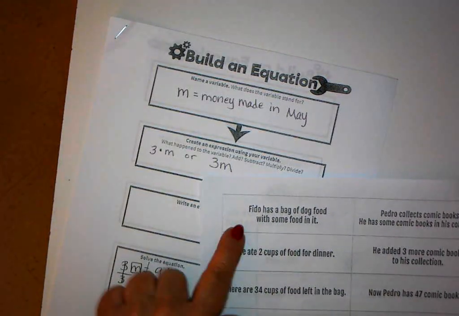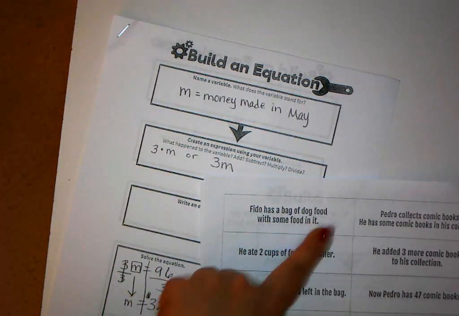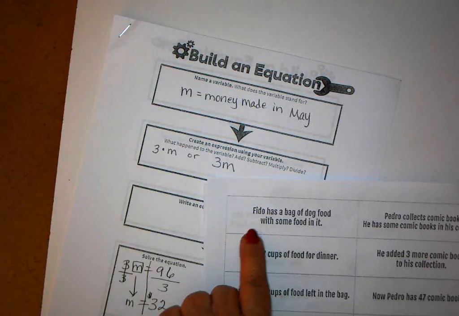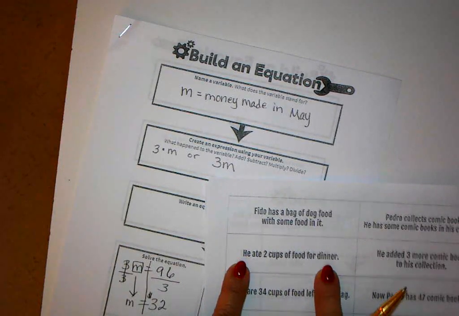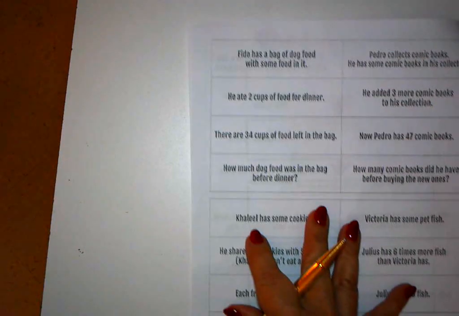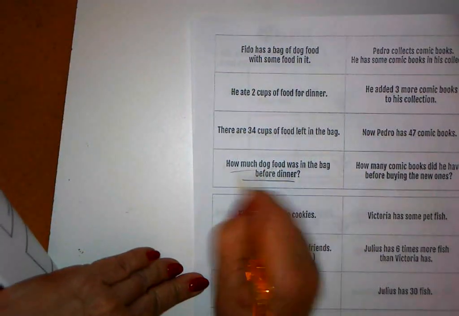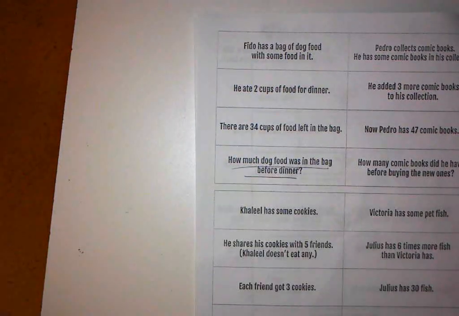All right, the next one, you were doing the next two. So Fido has a bag of dog food with some food in it. He ate 2 cups of food for dinner. So we're talking about this little bitty doggy. I don't know if it's so little, but it can eat 2 cups of food, which is, what, 16 ounces? There are 34 cups of food left in the bag. So how much dog food was in the bag before dinner? So we need to know how much was there before he took out the 2 cups.